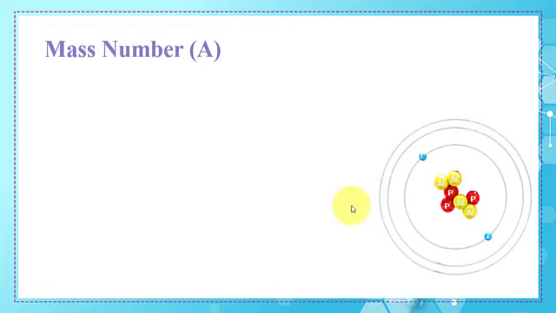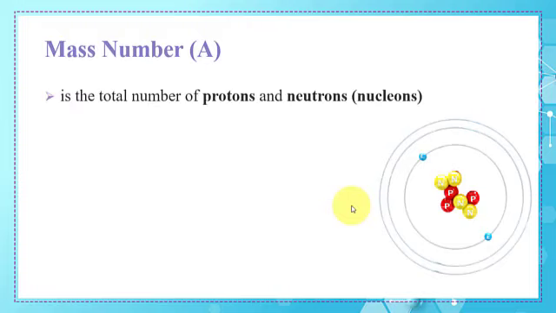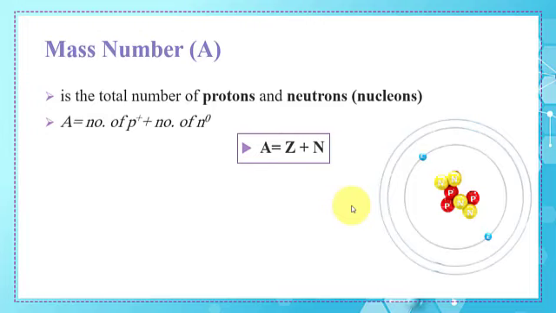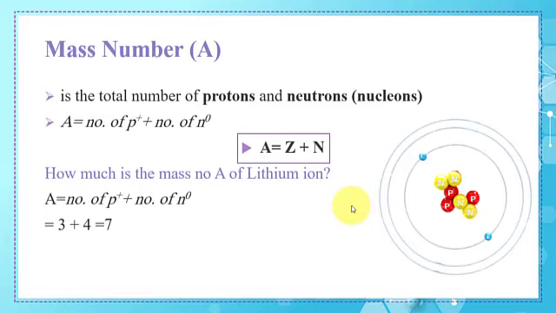The mass number A. Also by referring to the rule, it is the total number of protons and neutrons, which are called the nucleons. Because we don't have a change in the number of protons and neutrons, the mass number A is the same for an atom and an ion. How much is the mass number A of lithium ion? We add the number of neutrons, which is 4, to Z, which is 3, the answer is 7.